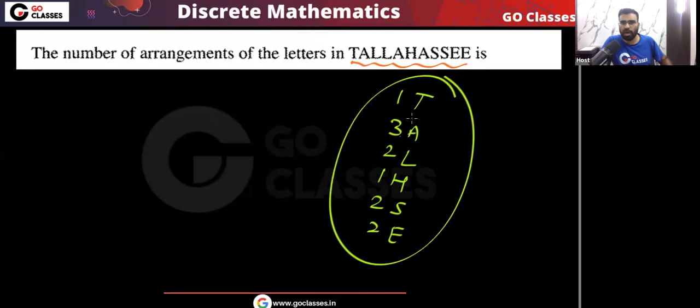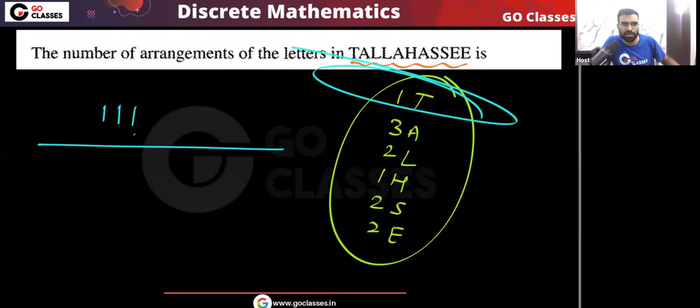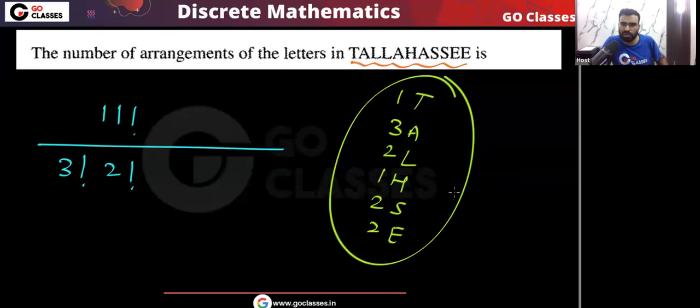Okay. So total how many letters are there? You can see one, this becomes 6, 6 and 5, 11. Correct. So the answer will be what? That will be 11 factorial divided by 3 factorial, 2 factorial, 2 factorial, 2 factorial, and 1 factorial will become 1. This will be the final answer.